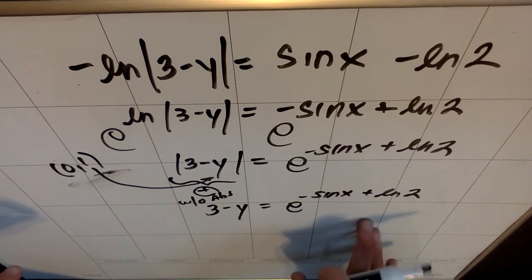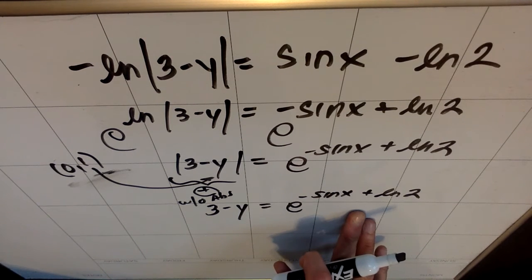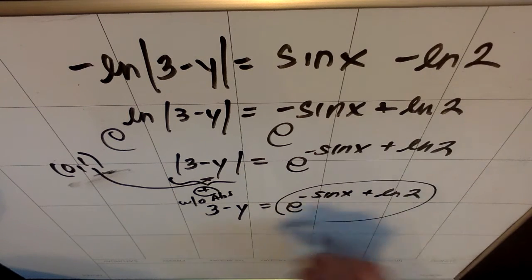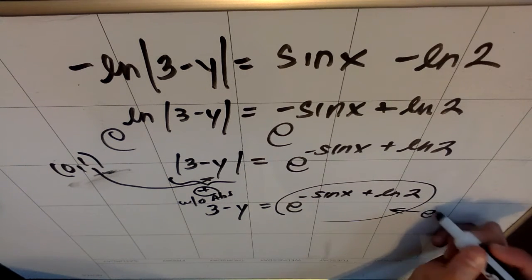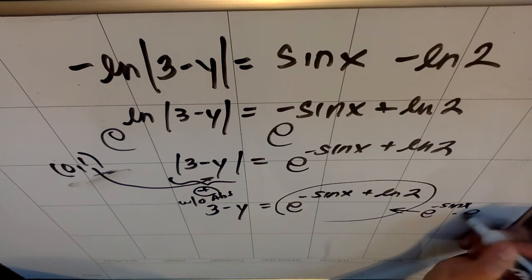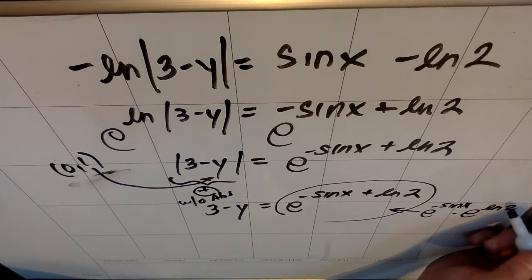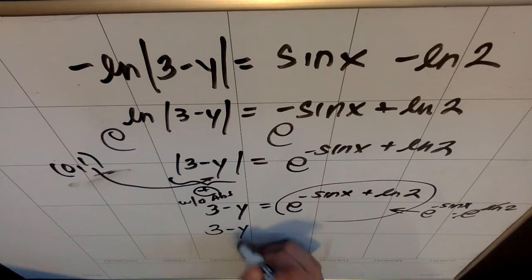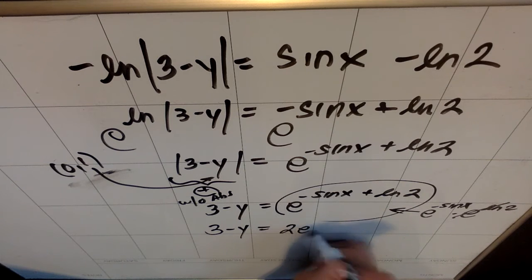Interestingly enough, and you can leave it like this if you want, there is a way to clean this up. The other way to clean this up is to write this side as e to the negative sine x times e to the natural log of 2. The reason I say that is because you can cancel e to the natural log of 2 and make it just a 2. So this would be 3 minus y equals 2 e to the negative sine x.